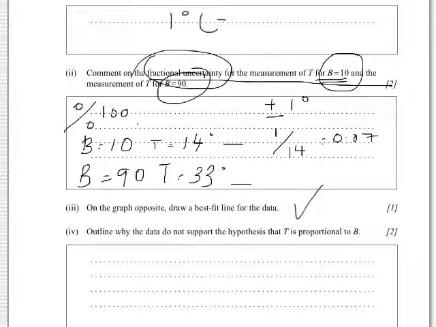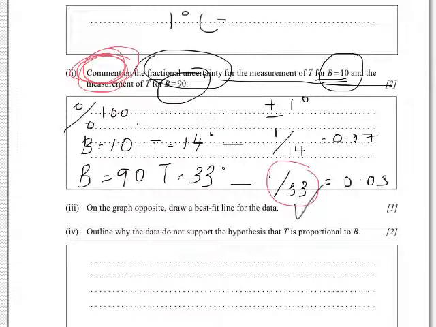And our second one is 1 over 33, which gives us our fractional uncertainty of 0.03. But the question asks you to comment on the fractional uncertainty. So what you would need to say is that as the reading for B gets greater and the temperature gets greater, the fractional uncertainty gets smaller. I know it's common sense, but it's what it's asking you to say.